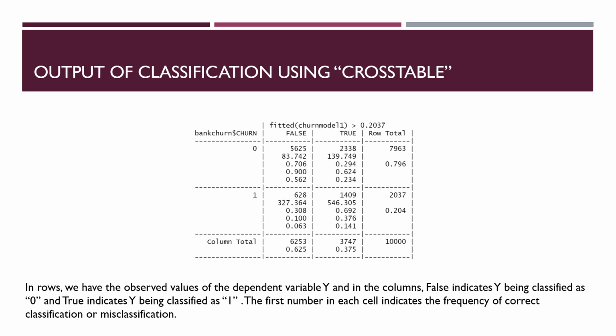This is the output of classification table which we have obtained using the cross table function. In rows, we have the observed values of the dependent variable y, and in the columns, we see false indicates y being classified as 0 and true indicates y being classified as 1. The first number in each cell of this classification table indicates the frequency of classification, whether it is correct classification or misclassification.